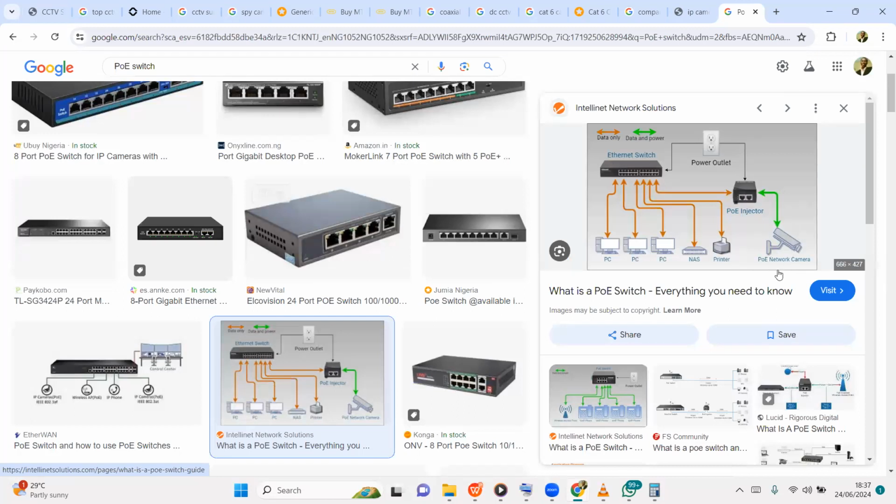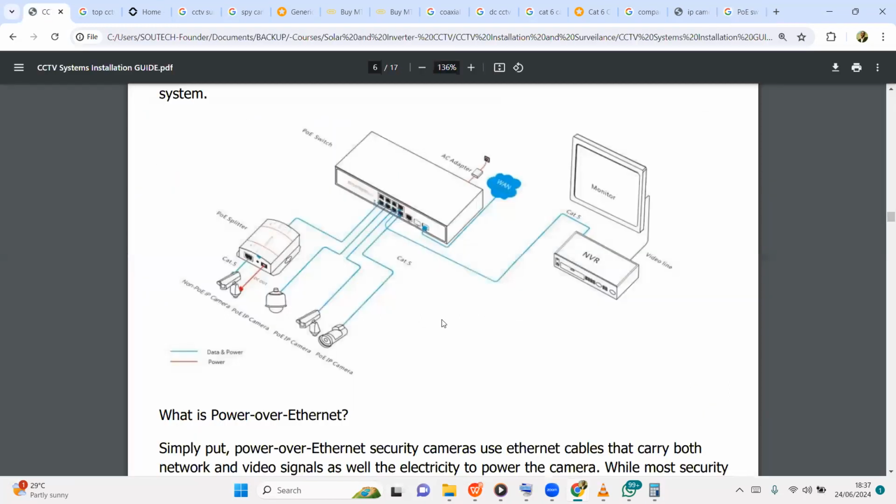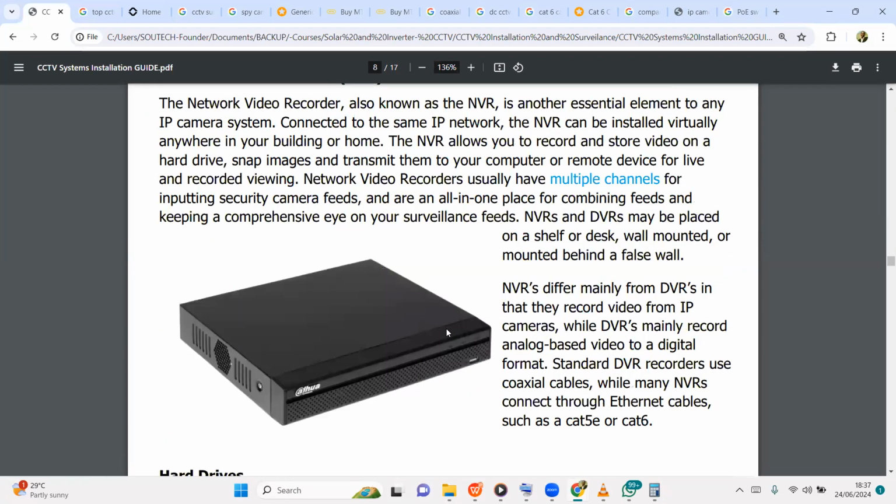But the thing is that it's going to be able to collect a video signal. The question now is, what about the power signal? How do you send power to this guy? You can use a PoE switch. So that's one of the reasons why you use a PoE switch, because the PoE switch is going to carry both data and power.